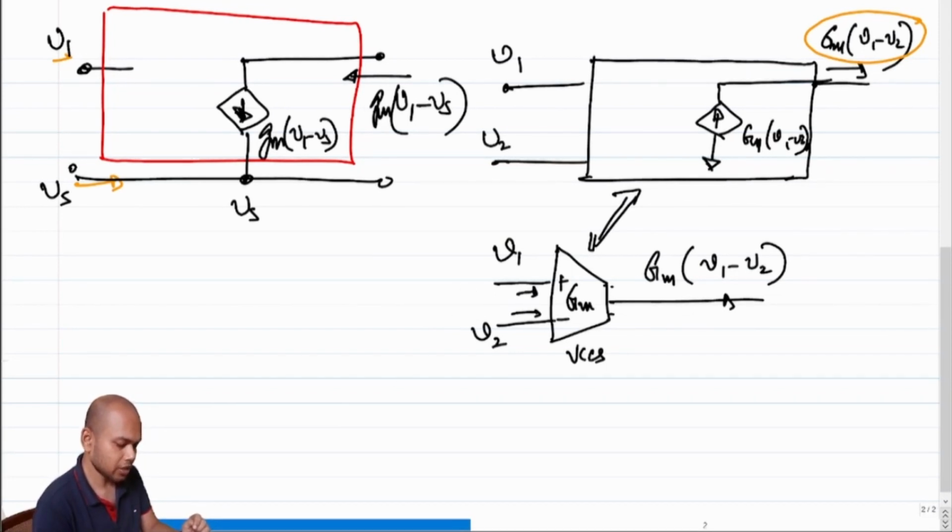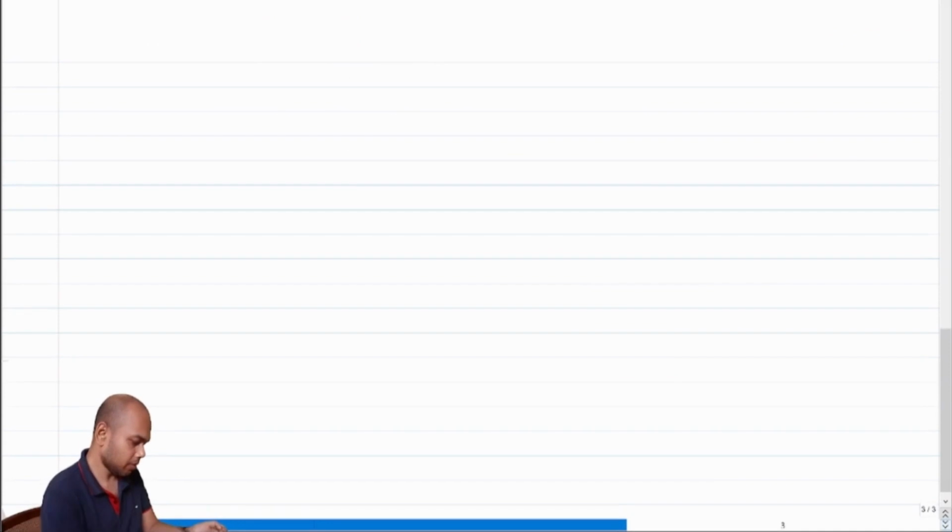All you have to be mindful of is that the input impedance from either of these terminals is infinity. It is an open circuit, so no current flows in. The other thing to note is the output impedance, which is also infinity because it's a voltage controlled current source. Okay, fine, let's get back to what we were discussing.